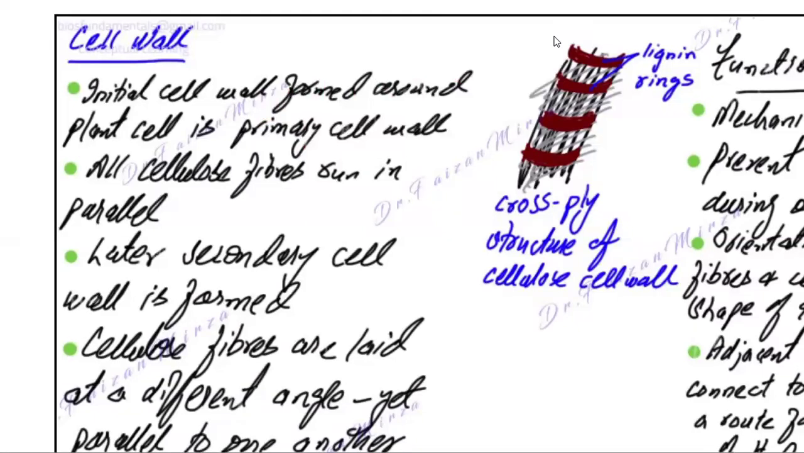As the cellulose fibers are laid down, they are all parallel to one another. So this is how the cellulose fibers are laid down parallel to one another. This is how a cell wall is formed. This is called a primary cell wall.